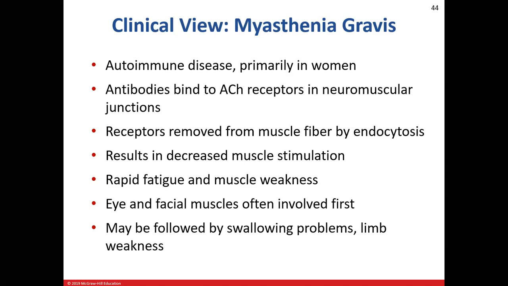It causes rapid fatigue and muscle weakness. And oftentimes we see the eye and facial muscles involved first. It can also then be followed by swallowing problems and limb weakness.